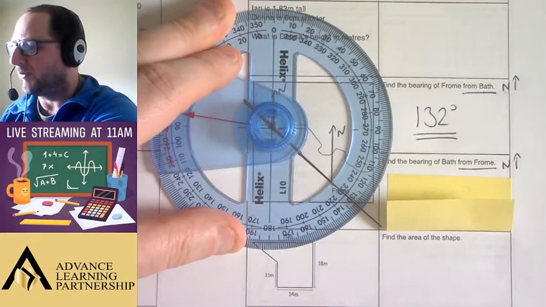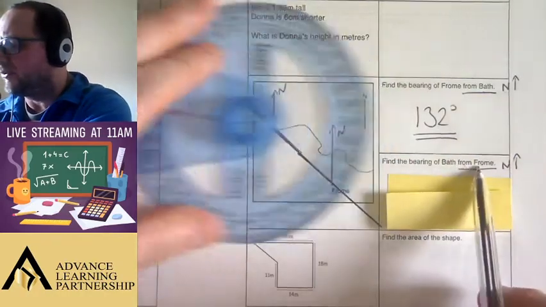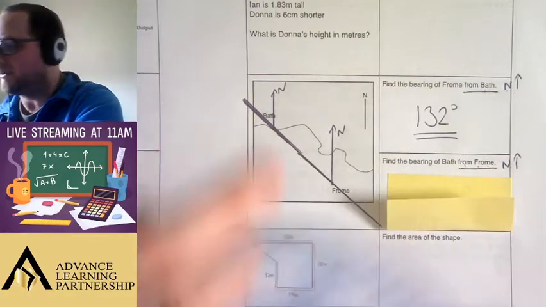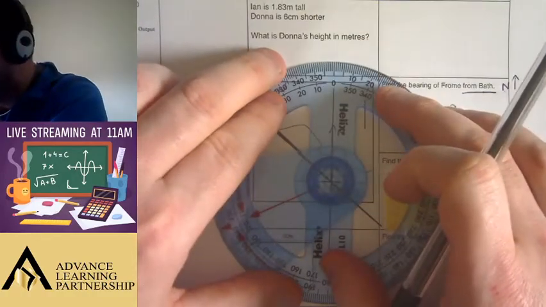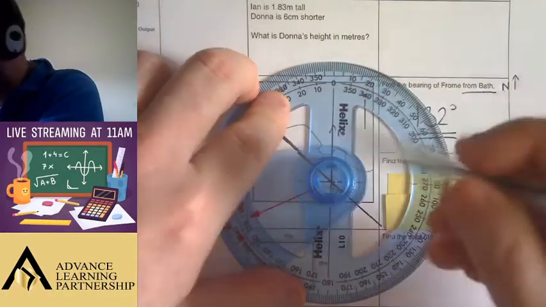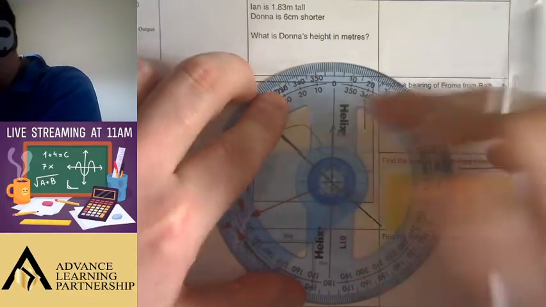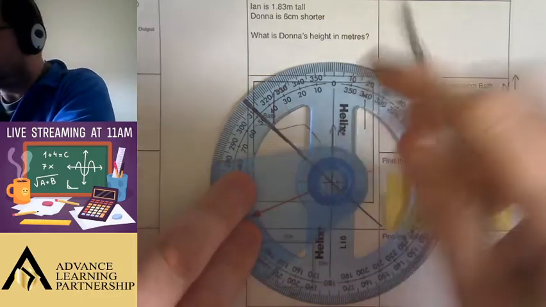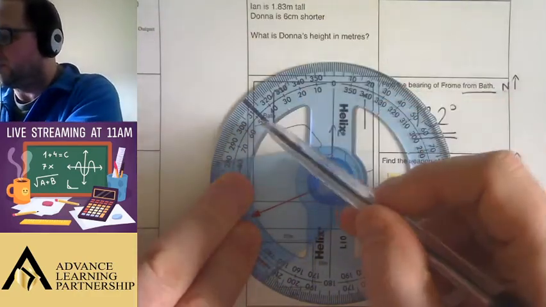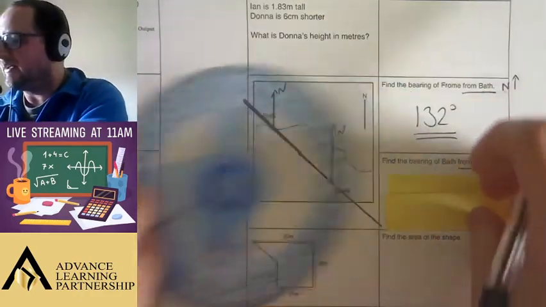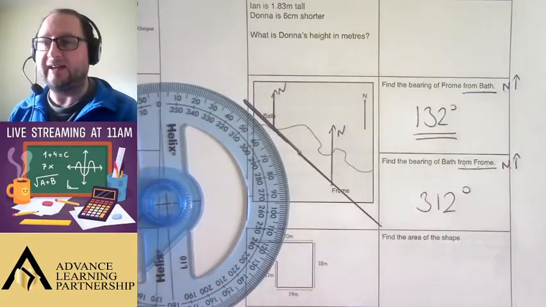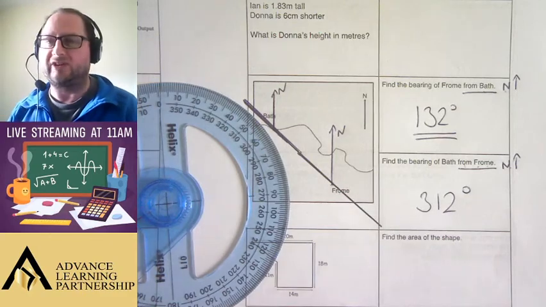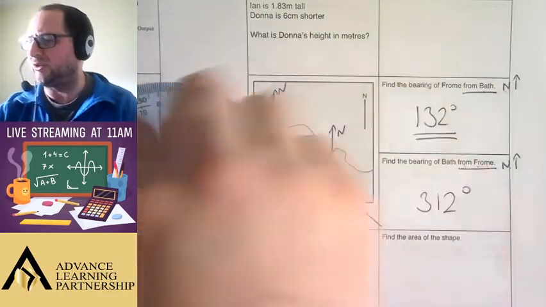The bearing of Bath from Frome means I use the north line at Frome. So I put my protractor on at Frome. I make sure I'm on top of Frome there. I get the 0 line. It is a little fiddly, so you've got to take your time there. And you go clockwise all the way around and you go past 310. For me, I got to 312. And again, the answers on the internet gave 314. So again, I'm within the 2 degrees tolerance.